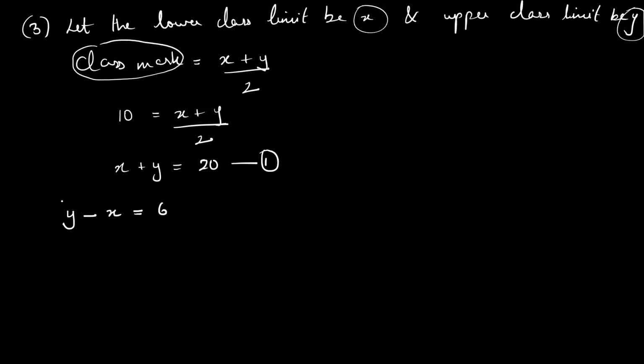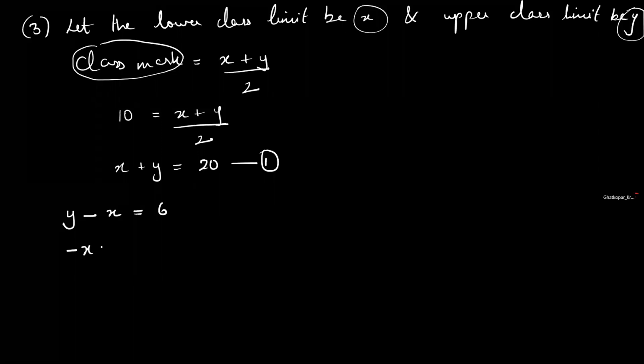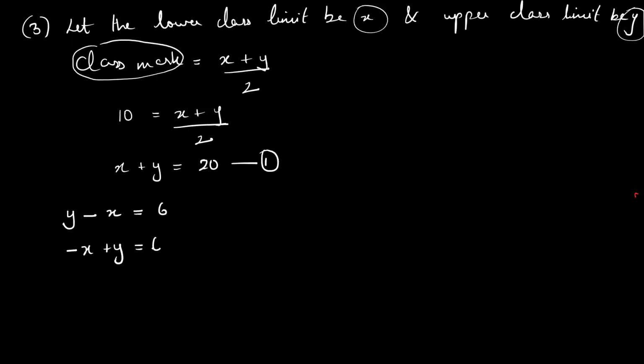Okay, but arrange it in such a way that x comes first, y comes later. So how do I arrange it? Minus x plus y is equal to 6. So this is equation 2.